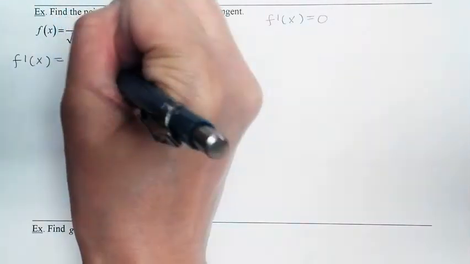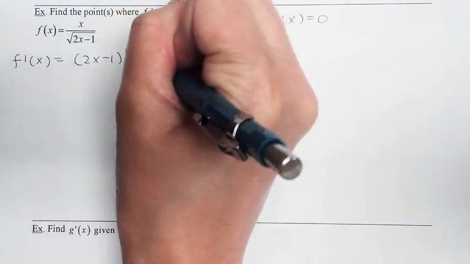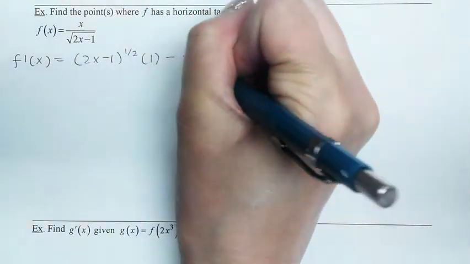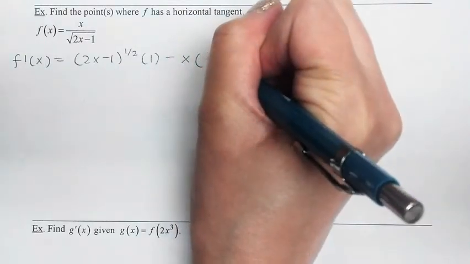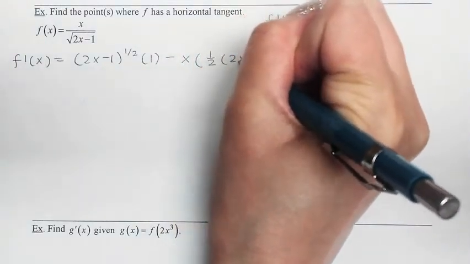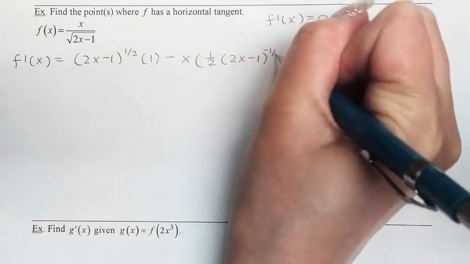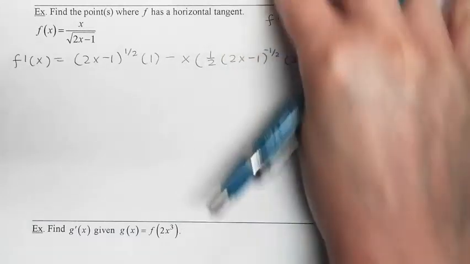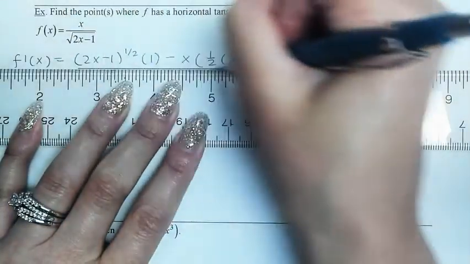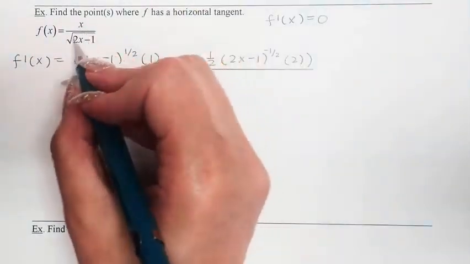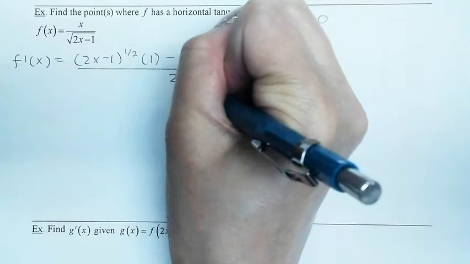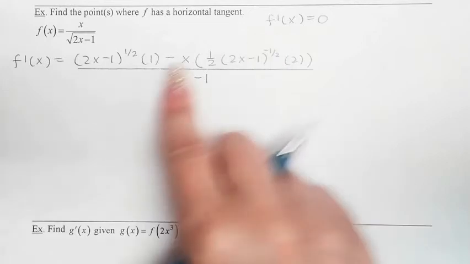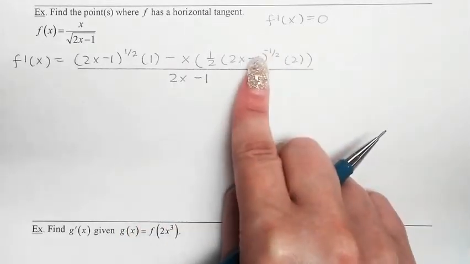So you have (2x minus 1) to the power of 1/2 times the derivative of the top, which is 1, minus the top times the derivative of the bottom, which is 1/2 times (2x minus 1) to the power of 1/2 times the derivative of the inside, and you are done with the top. Now for the bottom, you have this expression squared, therefore you just have 2x minus 1. At this point, remember, we want to set all of this equal to 0, so it's not as simple.